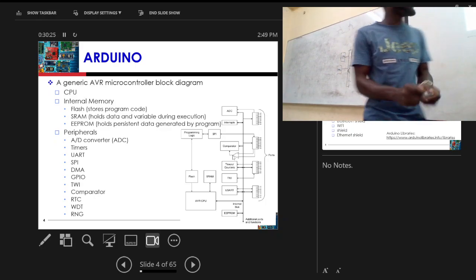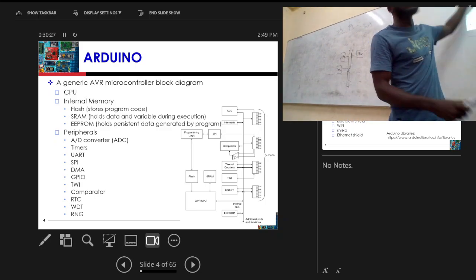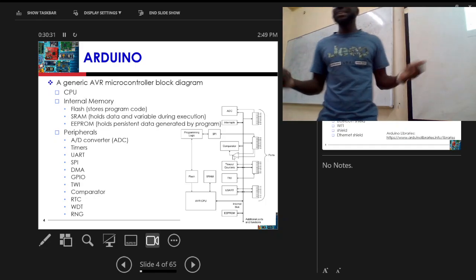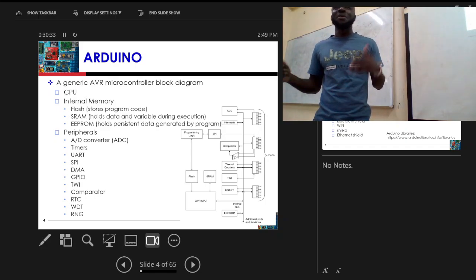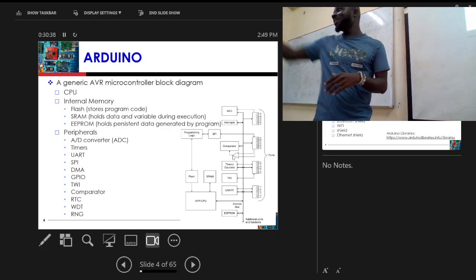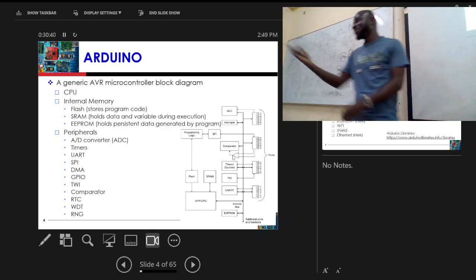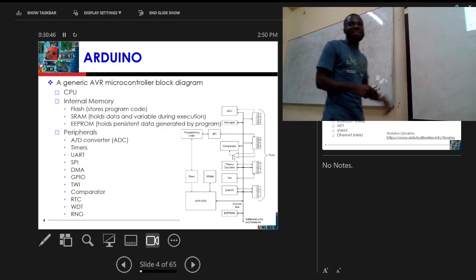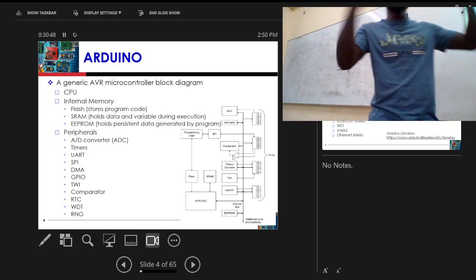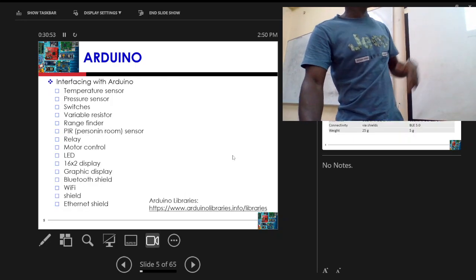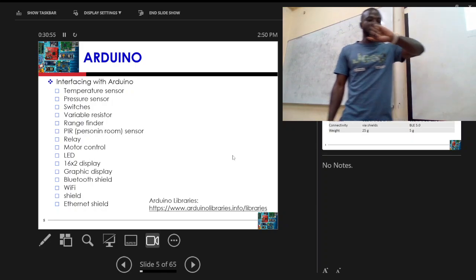So we have peripherals like the ADC. You guys know that already. Timers, UART, SPI, DMA, GPIO, and stuff like that. I hope you know what all of this means as computer engineers and electrical engineers. What is an ADC? You know that already. Easy stuff like this. So all the Arduino architecture looks like this. And then we can interface a lot of sensors with the Arduino boards.